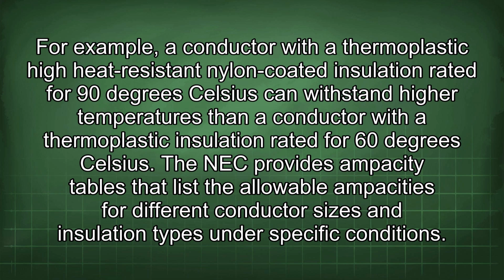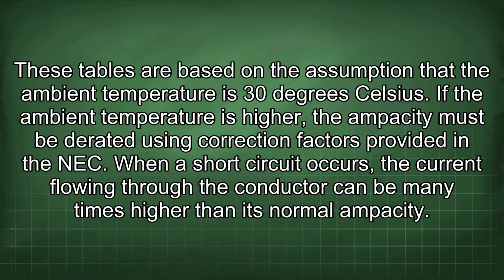The NEC provides ampacity tables that list the allowable ampacities for different conductor sizes and insulation types under specific conditions. These tables are based on the assumption that the ambient temperature is 30 degrees Celsius. If the ambient temperature is higher, the ampacity must be derated using correction factors provided in the NEC.